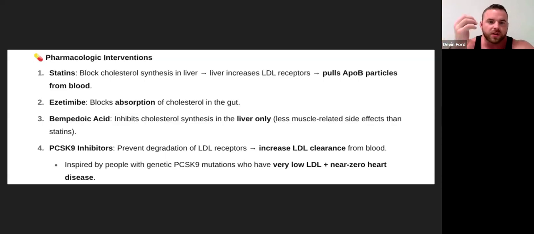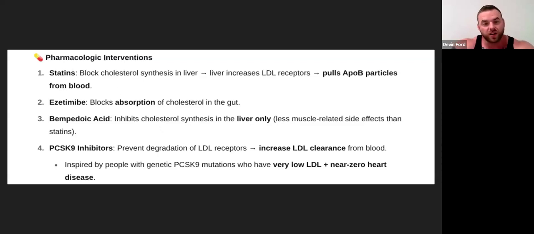alternative to a statin. There is also bempedoic acid, I believe it's called, which inhibits cholesterol synthesis in the liver only, similar to only in the gut. It has less side effects, and it's kind of another use for a statin.